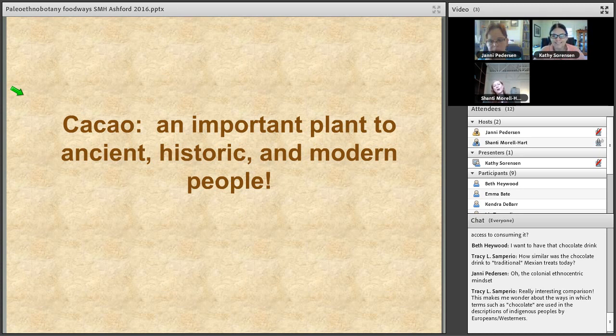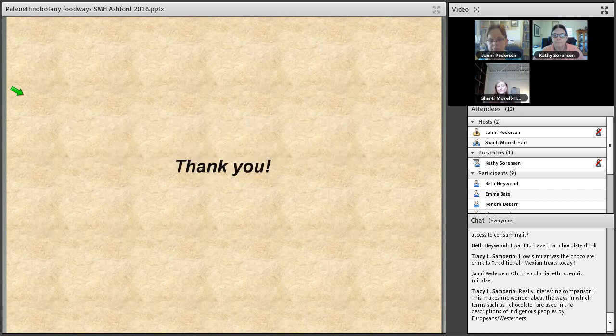So to sum up, we see how cacao is an important plant to ancient, historic, and of course to modern people. I'm sure most people at this point have tasted cacao if they're not eating it regularly. So we see how it's made its way across the landscape, how it's been processed in a variety of ways, and how people have incorporated it into ritual contexts of different kinds, whether it's a ceremony or a burial, or even, as in more modern times, just a sort of daily consumption.